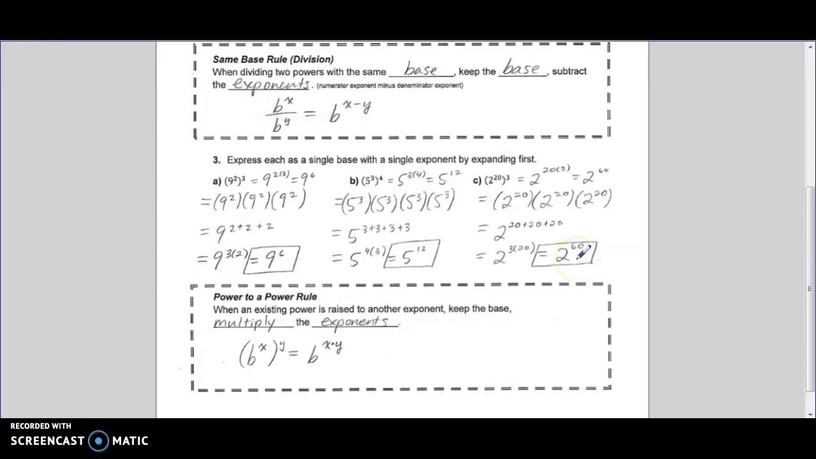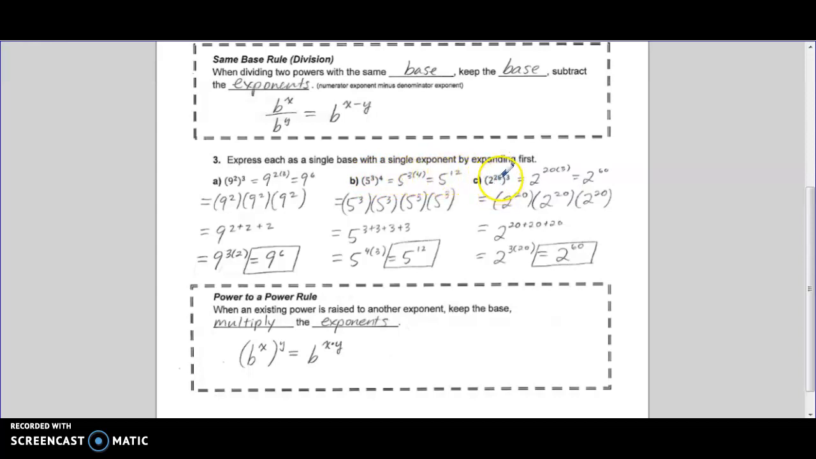So what this is showing us is basically, in a long way, by expanding all of these above, it's telling us what we do when we have a power to a power. So what are we doing when we have a power to a power? If we have 9 squared to the power of 3, we multiply the powers together. So we do 2 times 3 gives us 9 to the 6. What do we do when we have 5 cubed to the power of 4? We multiply the powers together. 3 times 4 gives us 5 to the 12.